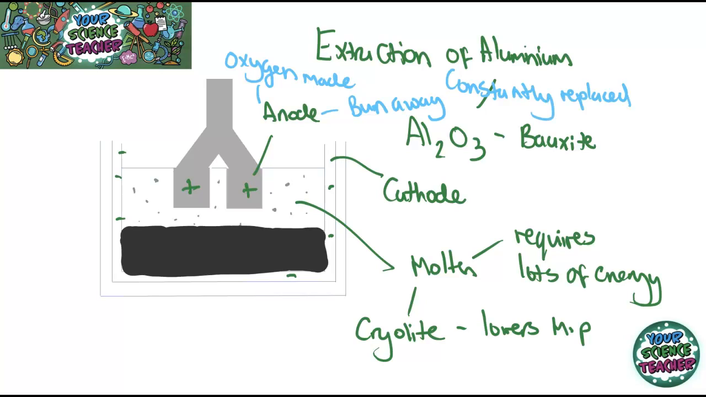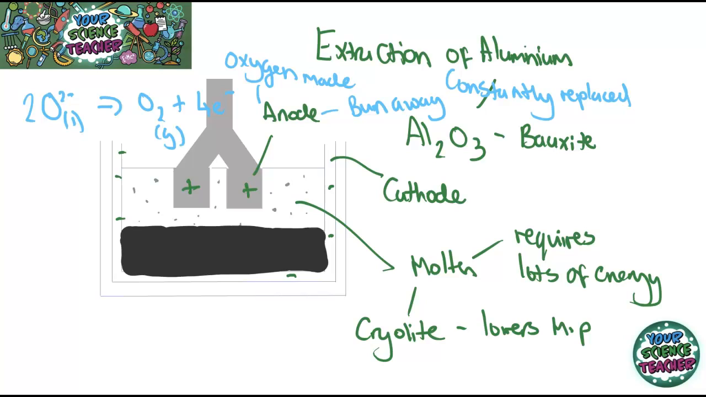Looking at what's actually going on at the anode, I have my oxide ions and they're becoming oxygen, just like that. So you'd see a gas being given off. It was in its liquid state, wasn't it? And now we're going to see a gas being given off.